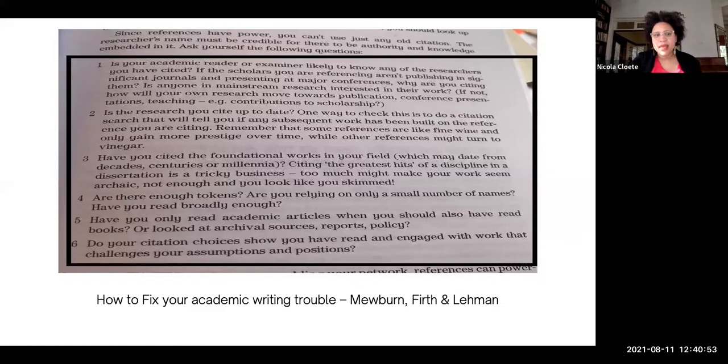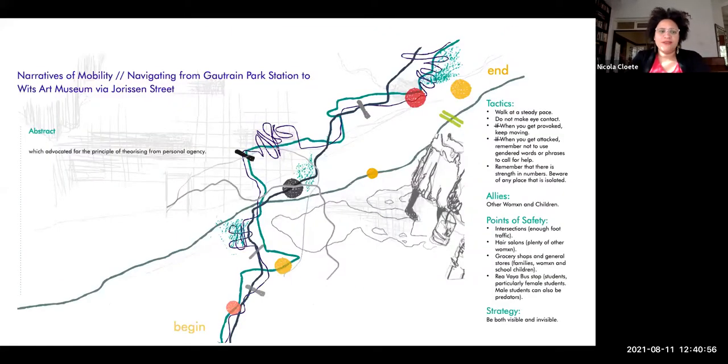The next few slides that I've included here are examples of sources that I am using in a current research project, which looks at walking methodologies as a form of pedagogy in the arts, visual arts classroom. And to this end, I'm interested in this first example for a number of reasons. So this is the article page for an article entitled Narratives of Mobility, Navigating from Gautrain Park Station to Wits Art Museum via Jorrison Street.